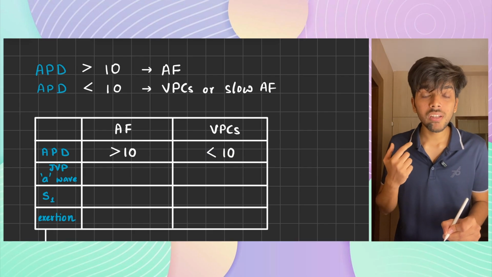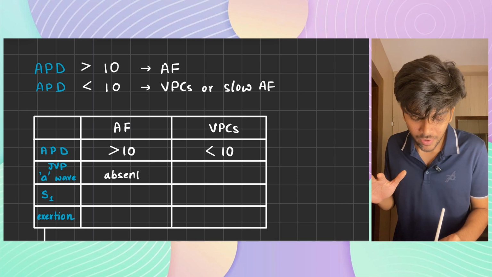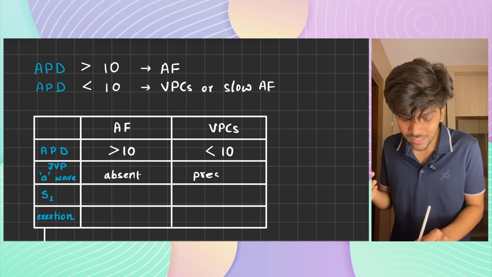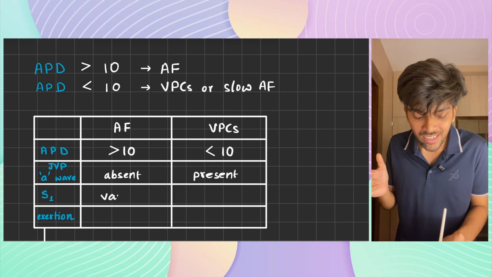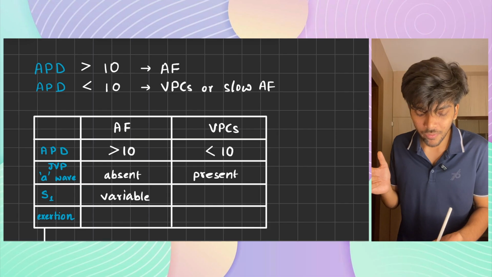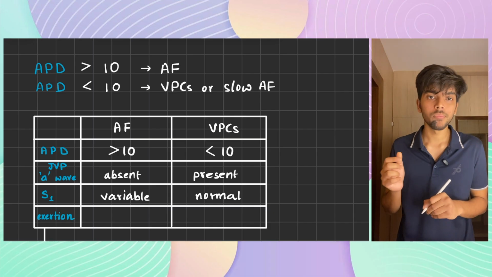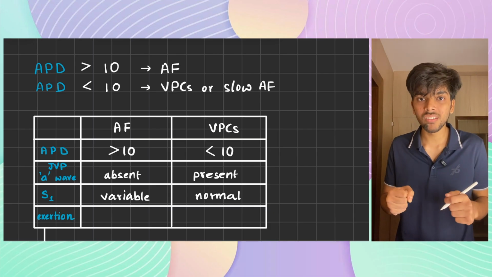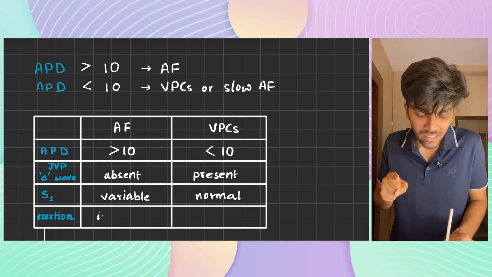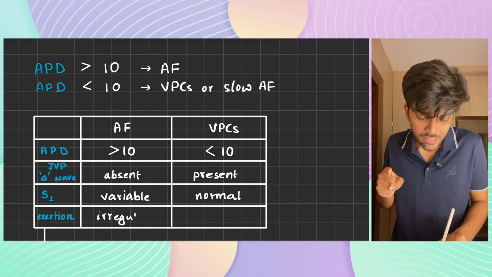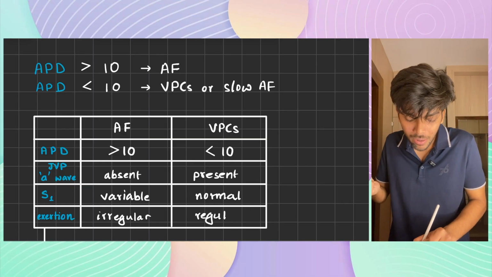Number two, if the jugular venous pulsation shows the A wave is absent, then it's atrial fibrillation. But if it is present, it's ventricular premature contraction. Number three, if the S1 sound shows variable intensity, it is atrial fibrillation. But if the intensity is normal, it's ventricular premature contraction. Number four, with exertion or hand grip, if the pulse remains irregular, it is atrial fibrillation. But if the irregularity becomes regular, it is ventricular premature contraction.